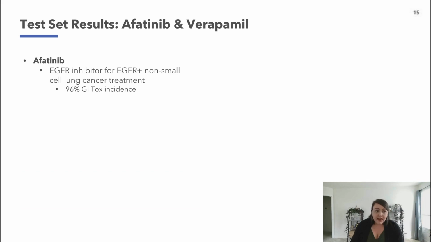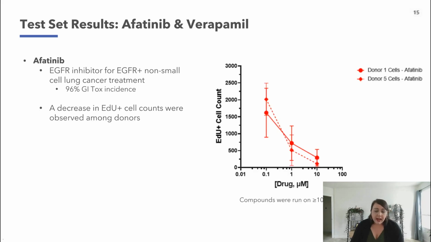The last two compounds that I have to discuss are afatinib and verapamil. So afatinib is an EGFR inhibitor. You can see it has the highest incidence of GI tox from our list. And when we look at what it does to our in vitro cultures, it very reproducibly decreases the number of EdU cells. So we're decreasing proliferation in a dose-dependent manner.